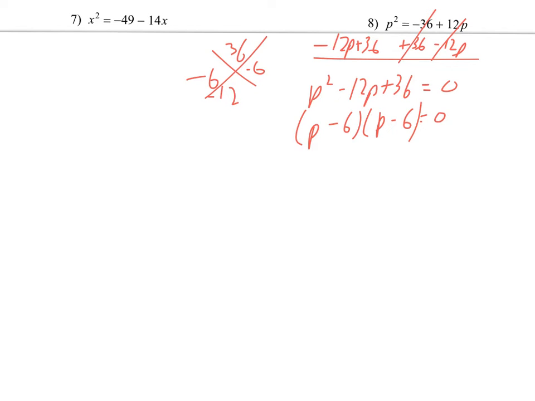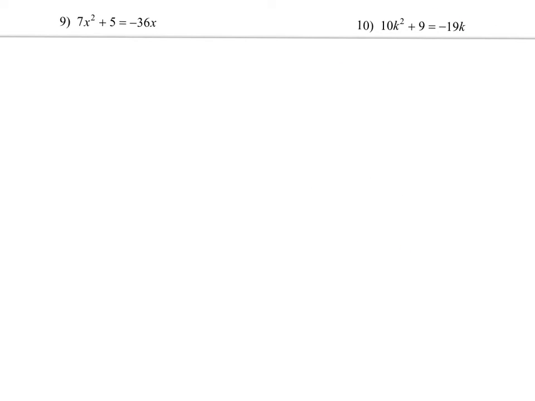Now in this case, we kind of got the same thing twice. And so whenever that happens, you really only need to solve it once. So I'm going to say p equals 6. All right, next up, number 10.